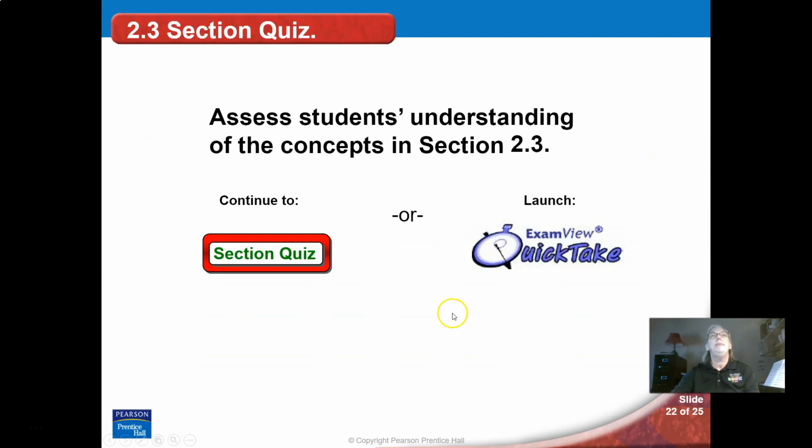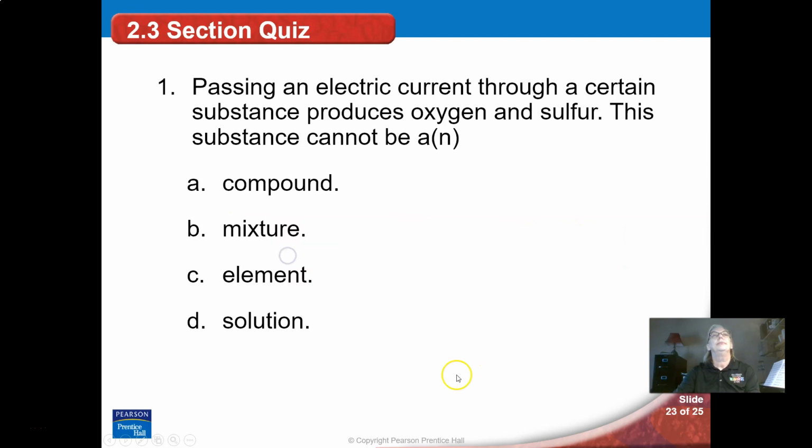So let's see what you remember. If we pass electricity through a substance and we get oxygen gas and sulfur, is this a compound, a mixture, an element, or a solution? What do you think? We talked about this with water, so maybe you remember. The things that came off of that were elements, so the substance that we started with cannot be an element.